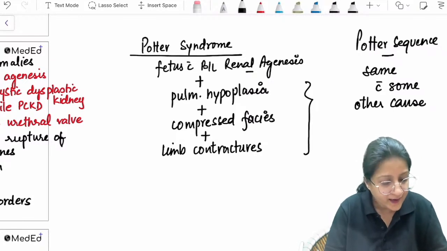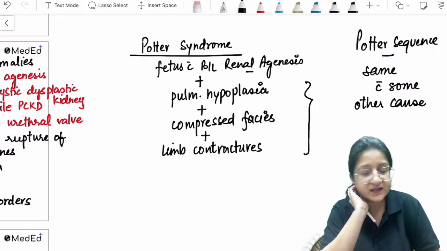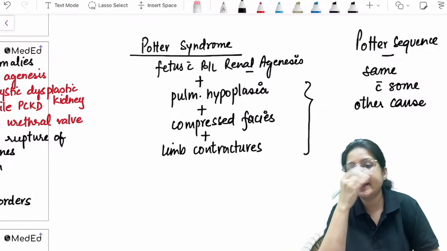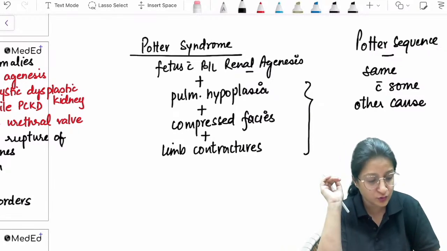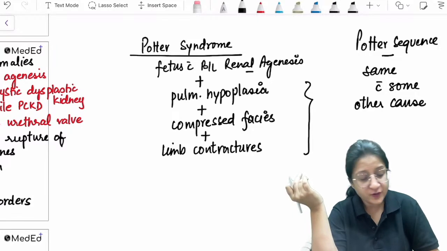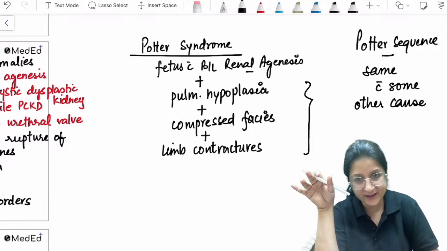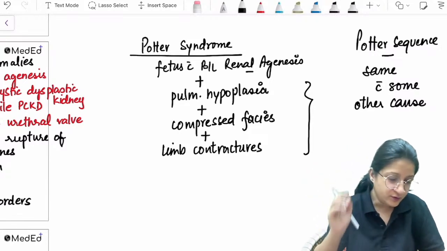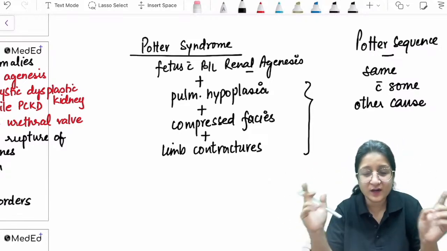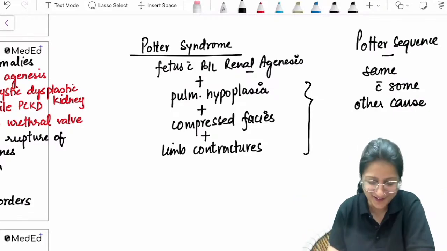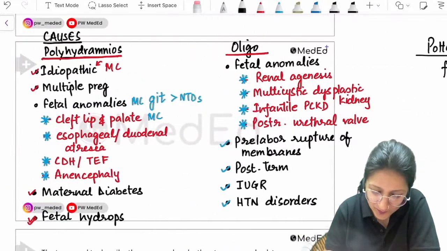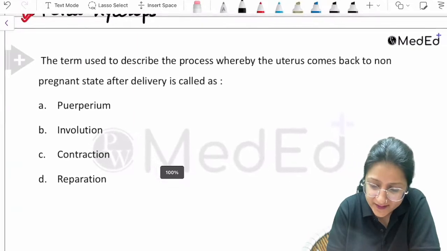Okay, right? And Mohit, you're saying yes, ACE inhibitors, angiotensin receptor blockers, they can cause renal agenesis also, and that can lead to oligohydramnios. That is why these are teratogenic drugs which are contraindicated in pregnancy. Okay, so very good, Mohit. You connected the dots. Very good. Now, moving on, let's have a look at the next question.